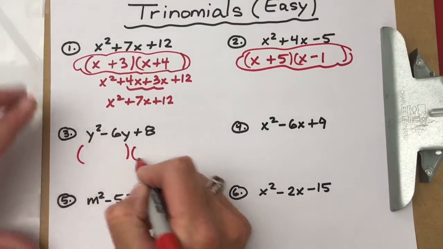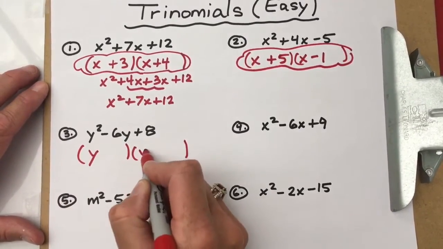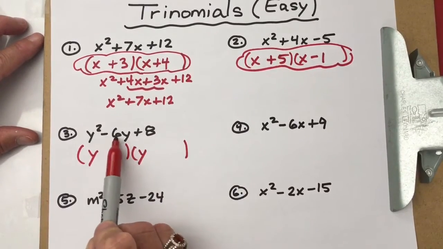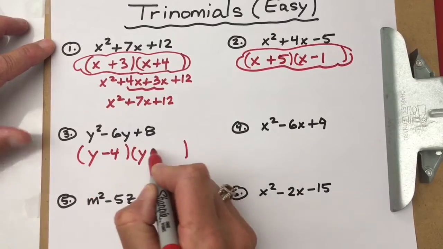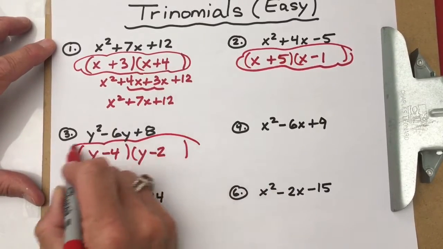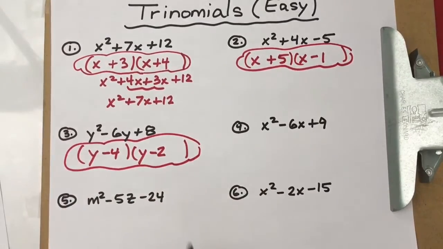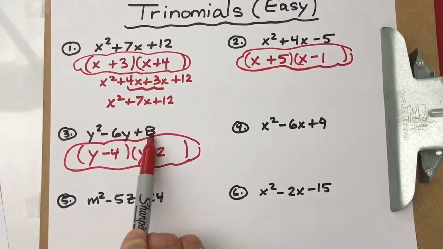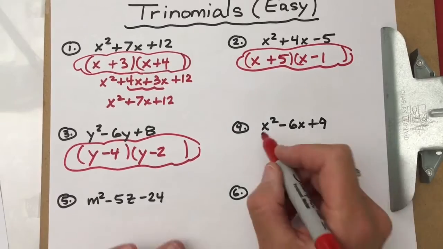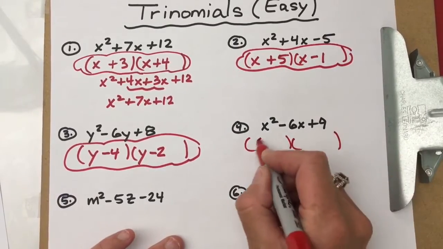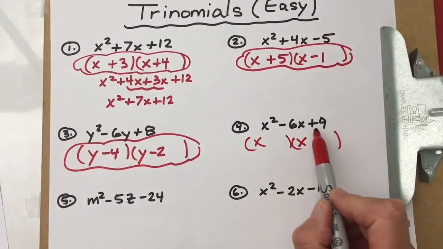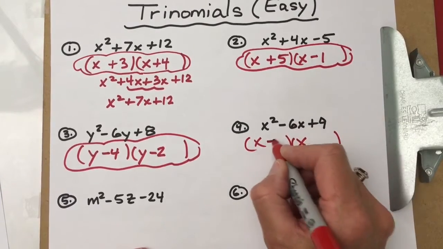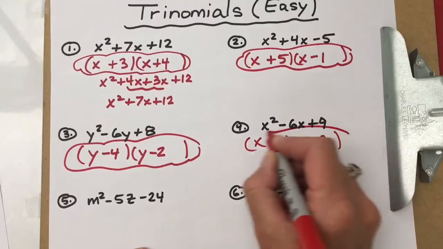All right, two parentheses, y's go first. Two numbers that multiply to give me positive 8 but add to negative 6 are now negative 4 and negative 2. See how I have two negatives this time? They just have to multiply to the back and add to the middle. Two parentheses, x's go first. Two numbers that multiply to give me positive 9 but add to give me negative 6 are going to be negative 3 and negative 3.